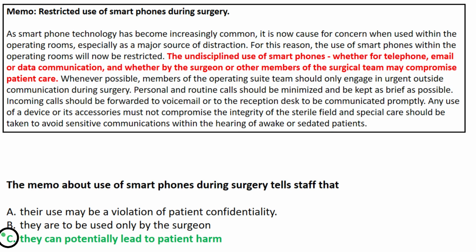Option A is incorrect because the paragraph does not mention anything about a violation of patient confidentiality. While the paragraph mentions the importance of avoiding sensitive communications within the hearing of patients, this is related to patient safety rather than confidentiality. Option B is also incorrect because the paragraph does not state that smartphones are to be used only by the surgeon. Instead, it emphasizes the importance of minimizing the use of smartphones by all members of the surgical team and forwarding incoming calls to voicemail or the reception desk.